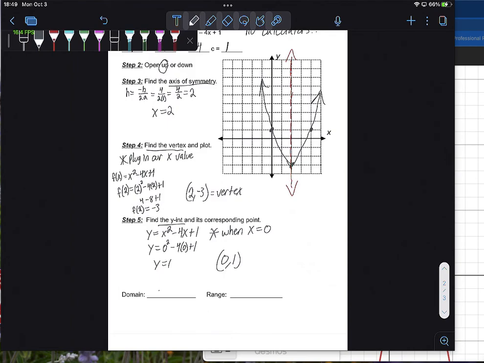My domain in this case is going to be all real numbers. And my range is how far down does this go? Well, it goes all the way down to 1, 2, 3. In this case, it's [-3, infinity).